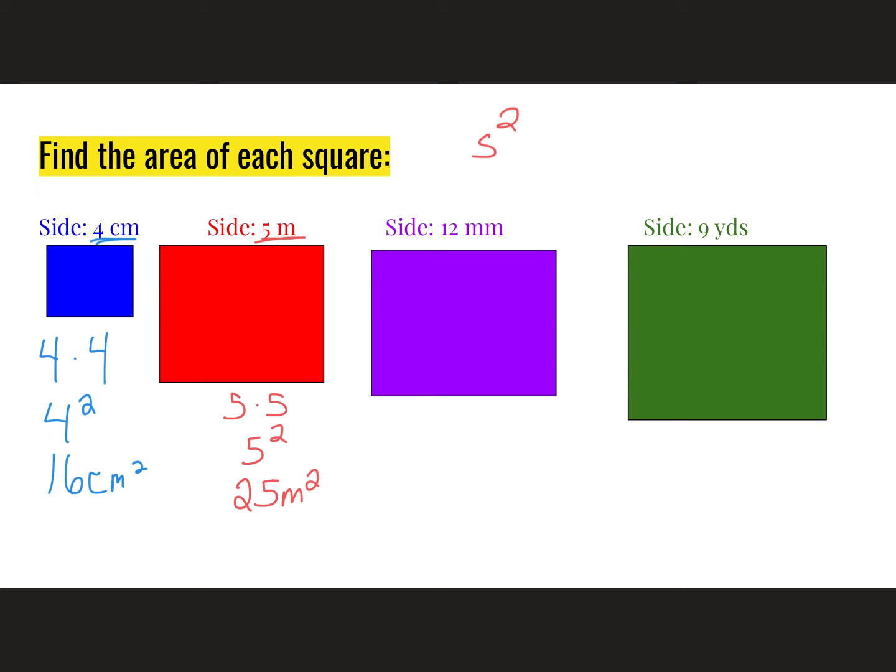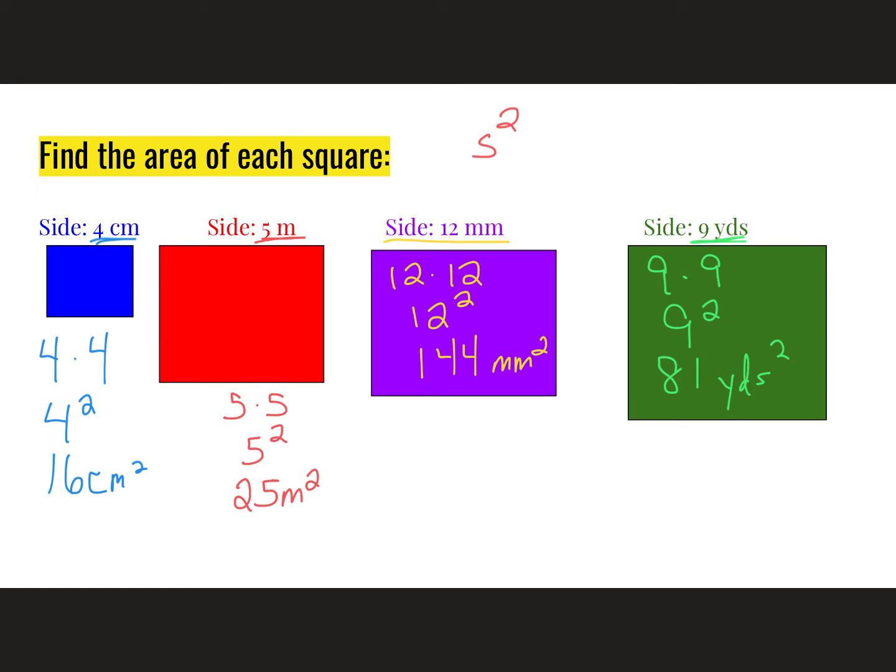Don't really have a purple crayon, so we're going to use yellow for this one. This one has a side length of 12 millimeters, so that is 12 times 12, otherwise known as 12 squared. 12 times 12, or 12 squared, is 144 millimeters squared. And this last one has a side length of 9 yards. Again, 9 times 9, which is the same thing as 9 squared, tells us the area of this square is 81 square yards.